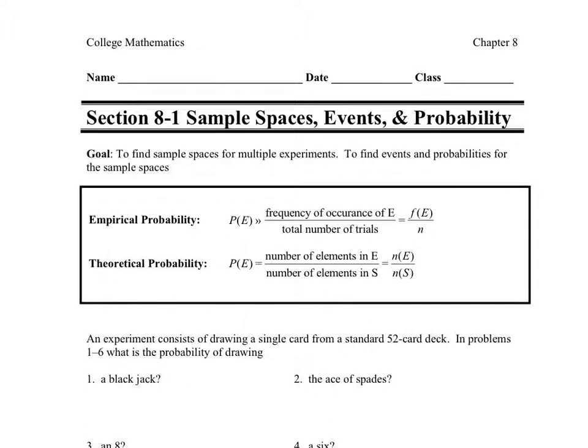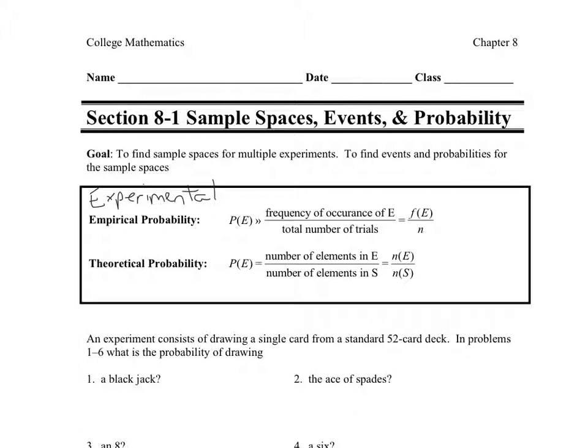We'll continue our discussion of probability, and in section 8.1 we'll start by talking about empirical probability, or another name for it would be experimental. In other words, we're going to be paying attention to what happens after we do some sort of experiment, such as rolling a die or drawing from a deck of cards. And that empirical probability is found by taking the frequency that the event we want occurs and dividing it by the total number of trials that we did.